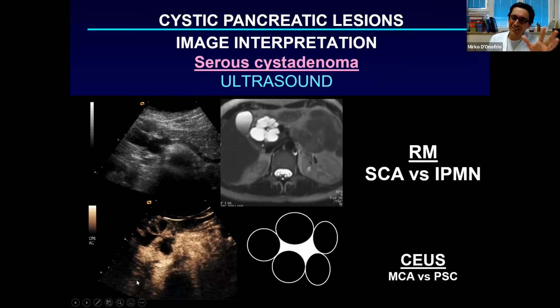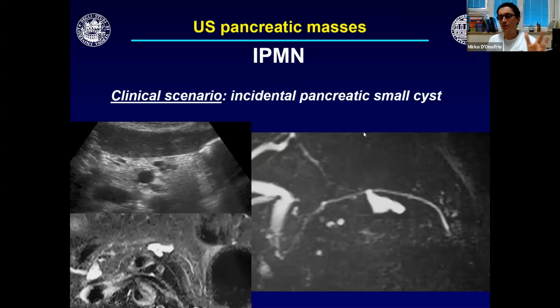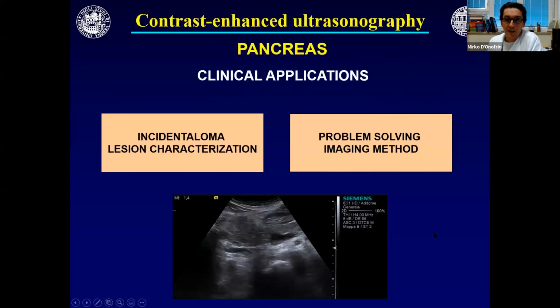So the use of contrast is not really useful in this case. In the clinical scenario of this small lesion, it's better to move directly to MR, and you can see a communication in this case, an IPMN of the branch duct.